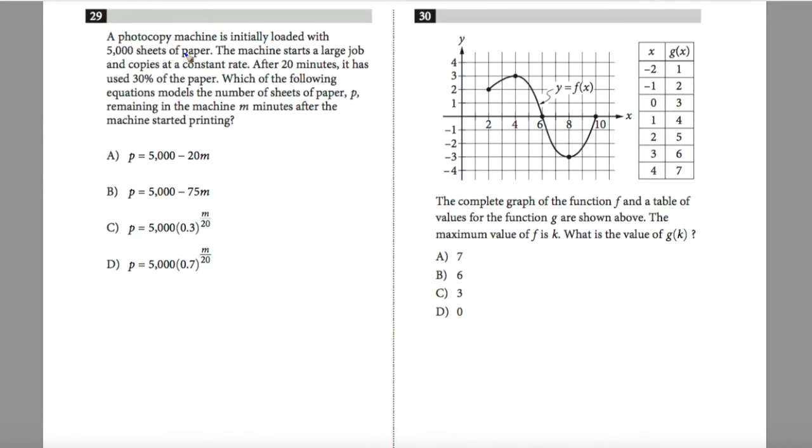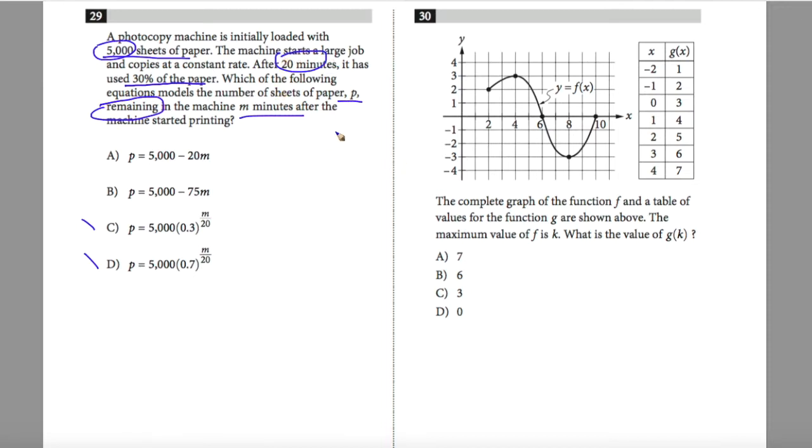Question 29, a photocopy machine is initially loaded with 5,000 sheets of paper, so this is my initial value. The machine starts a large job and copies at a constant rate. After 20 minutes, it has used 30% of the paper. So I'm subtracting something from my initial amount. Therefore, it's most likely not going to be C, not going to be D. Which of the following equations models the number of sheets of paper P remaining in the machine in M minutes after? Now, here it gives me 20 minutes.